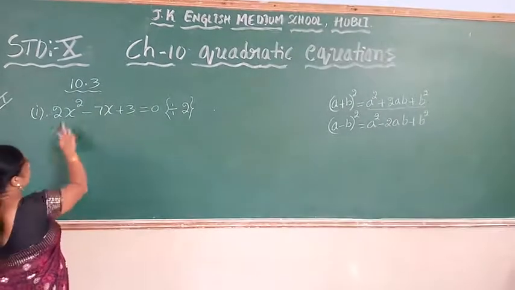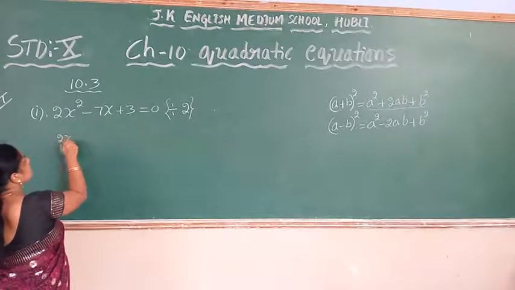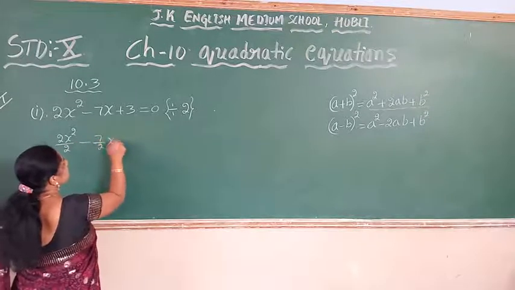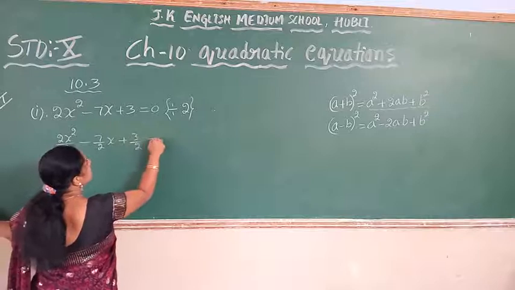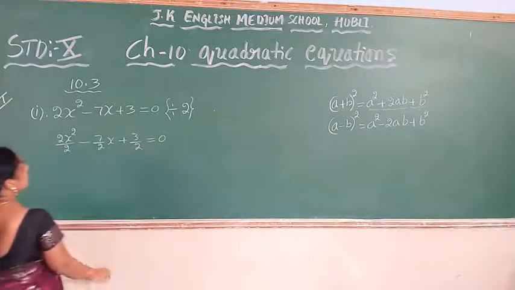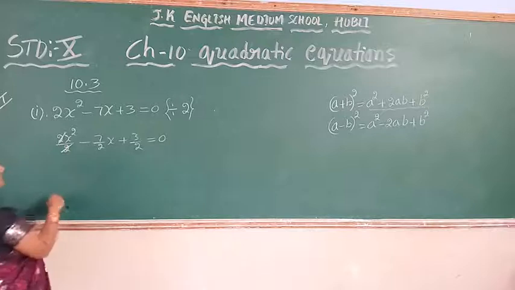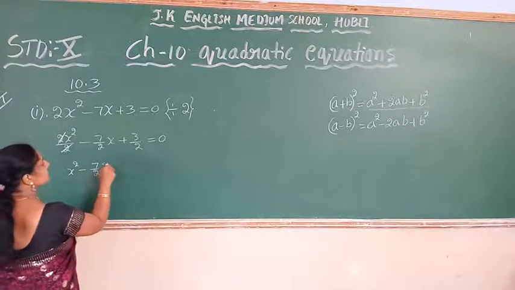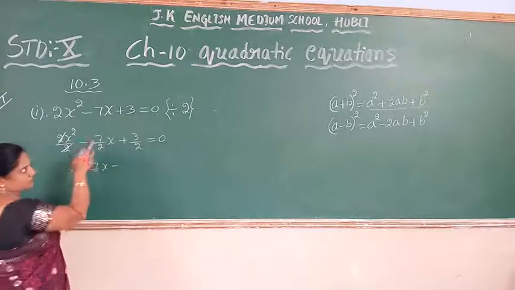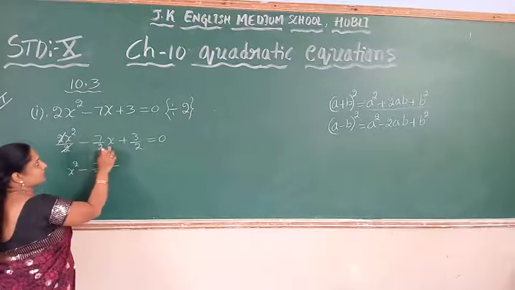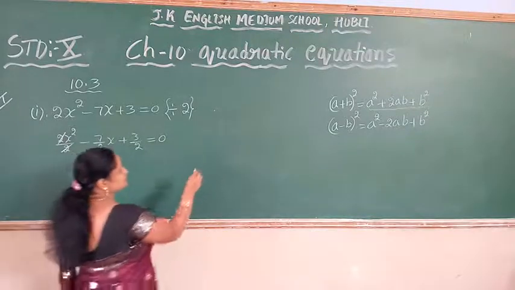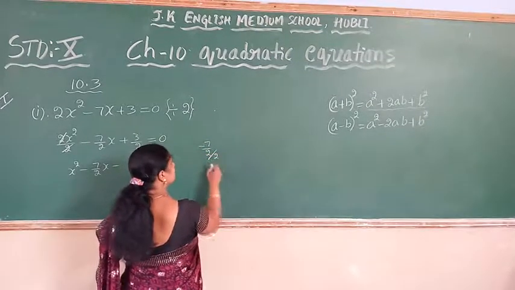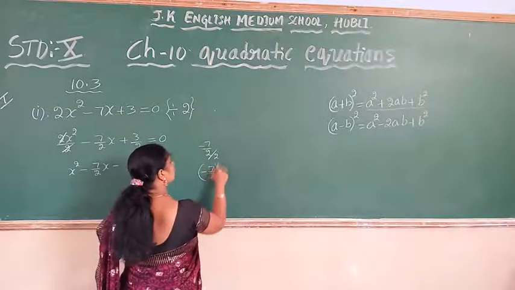So if I divide by 2, see now: 2x square divided by 2, minus 7 by 2 into x, plus 3 by 2 is equal to 0. Now the 2 will cancel: x square minus 7 by 2 x plus... see children, after that step, whatever the b value is, in x, that is minus 7 by 2. You divide this by 2, children, then it becomes minus 7 by 4 whole square.